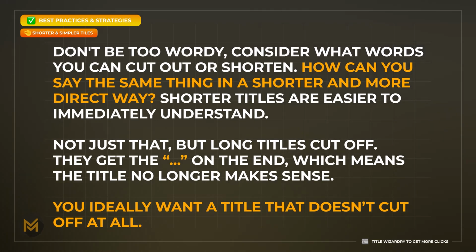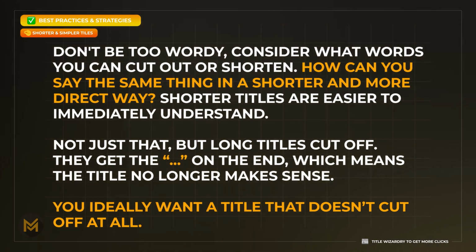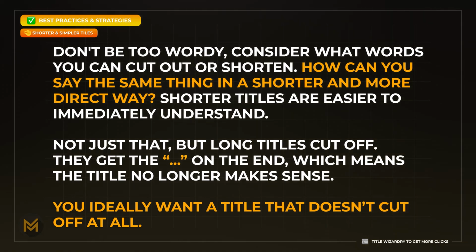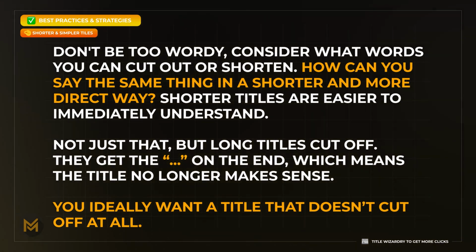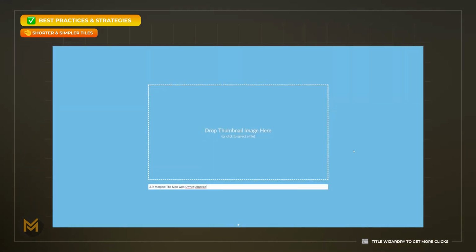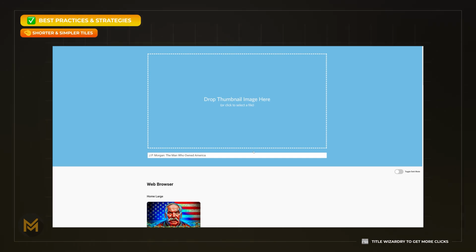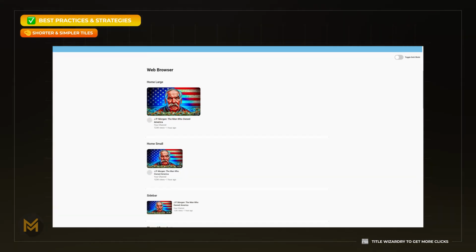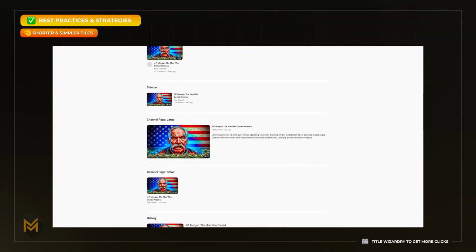Shorter titles are easier to immediately understand. Not just that, but long titles cut off. They get the ... on the end, which means the title no longer makes sense. You ideally want a title that doesn't cut off at all. So, make sure you check the title on thumbsup.tv to see how it will look in different places on YouTube. Do any words get cut off? If so, will the title even still make sense?